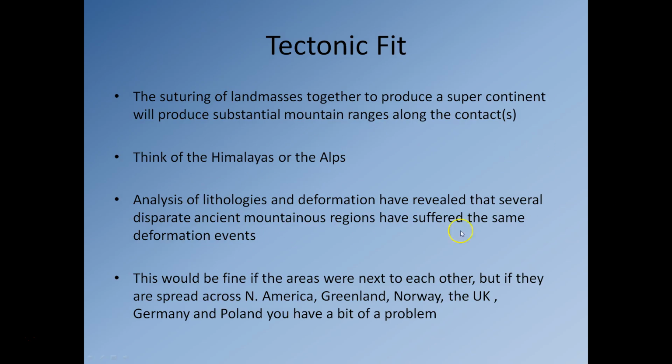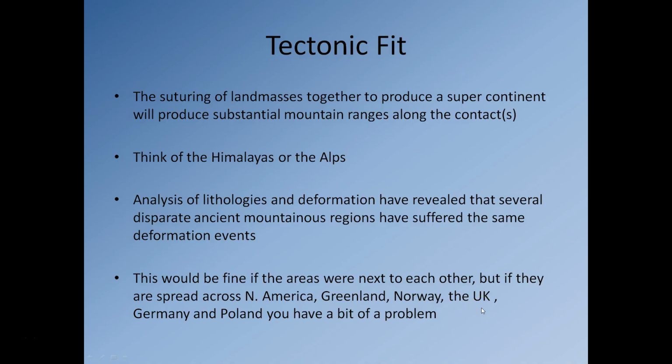So these areas where we see these similarities in these ancient mountainous regions would be fine if the regions were next to each other, but they're often spread across areas. So in the case of the Caledonian orogeny, the Caledonian mountain building event, we see that event occurring in North America, Greenland, Norway, the United Kingdom, Germany, and Poland.